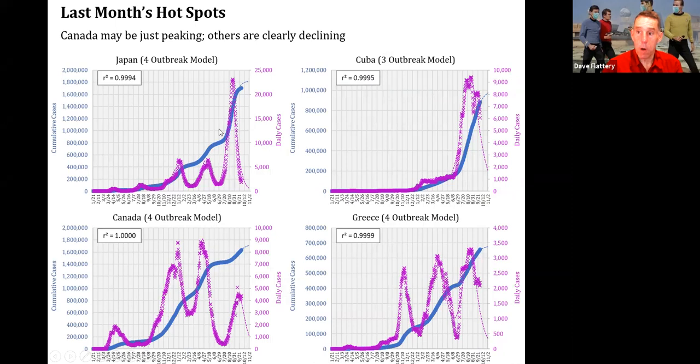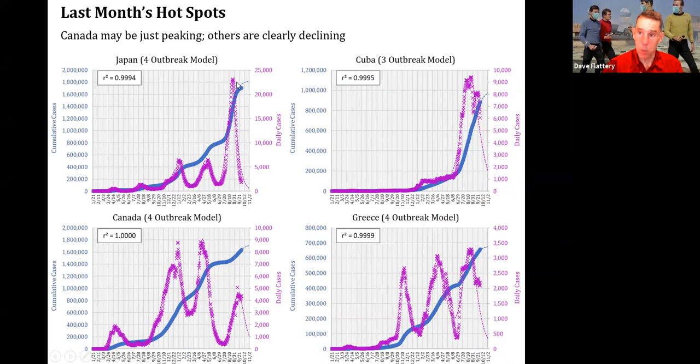And these are the four that I put down as last month's hotspots. These were all looked at as new peaks or still out of control, and they're really all pretty much coming down. Canada, the model is fitting it as a peak right now. It may or may not really be, but that's the way the model's fitting it. The others are all declining.